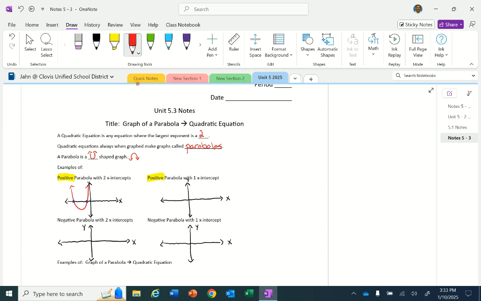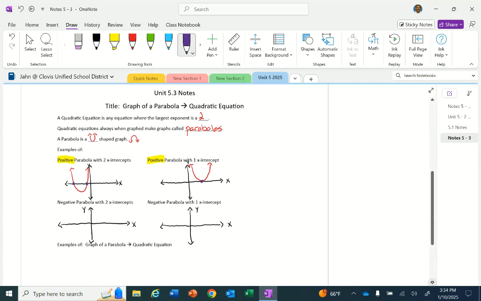Okay, the next example would be a positive parabola with 1 x-intercept. So what this would look like is you're going to have a parabola. It's going to be going upwards like a U. And then since it only has 1 x-intercept, that means that it's going to touch the x-axis only once. So it's going to kind of skim by and touch the x-axis just once. So there's an example of a positive parabola with 1 x-intercept.